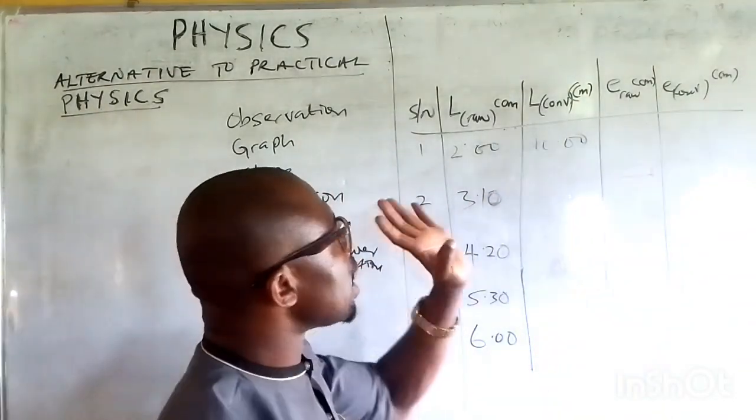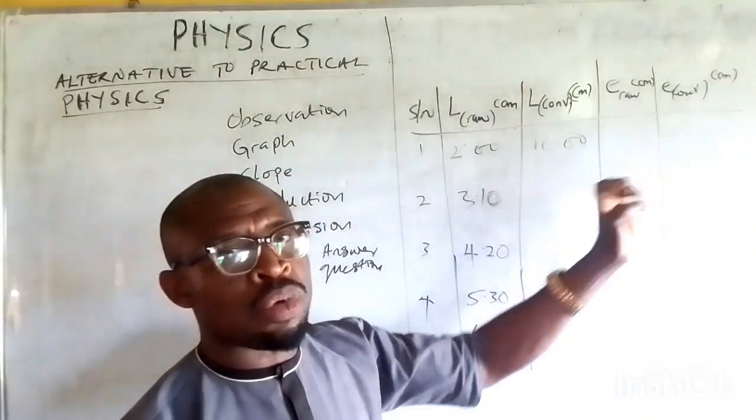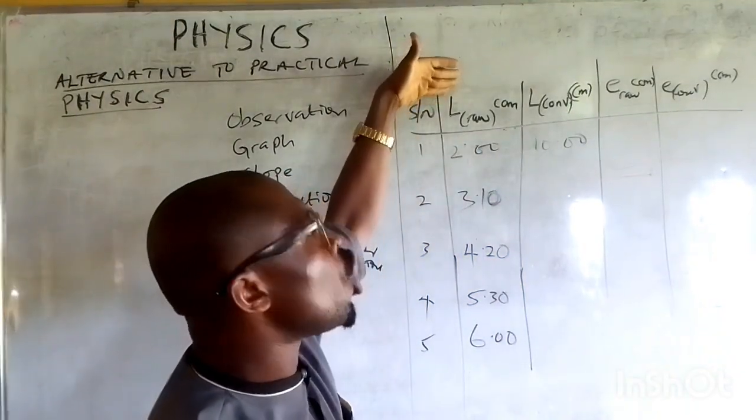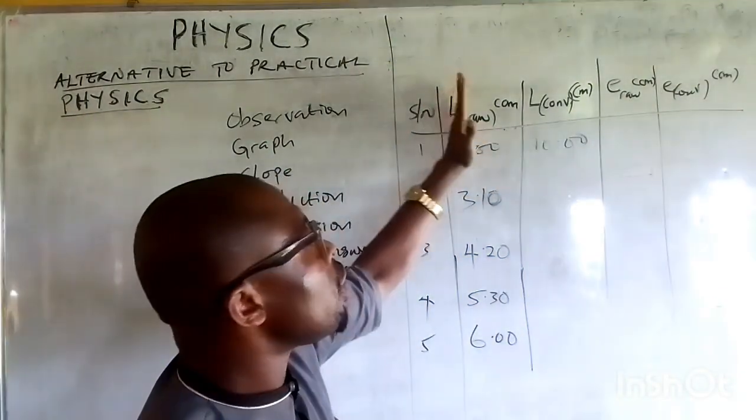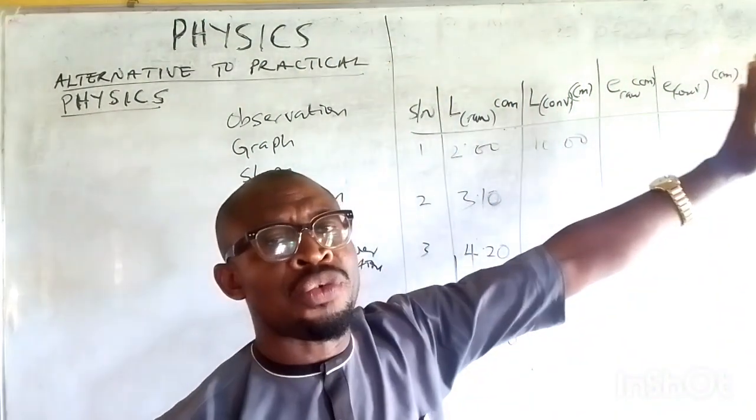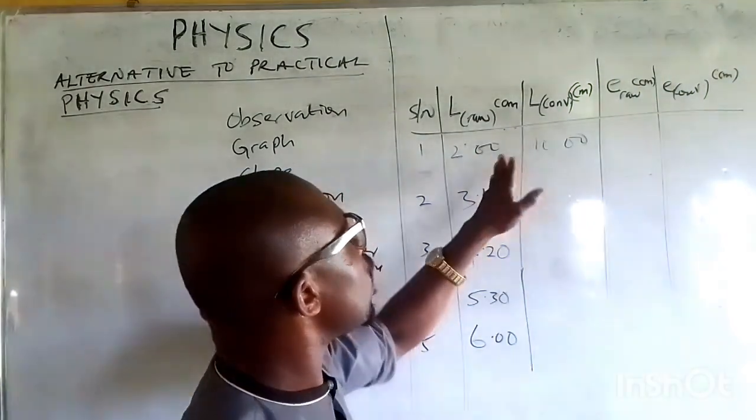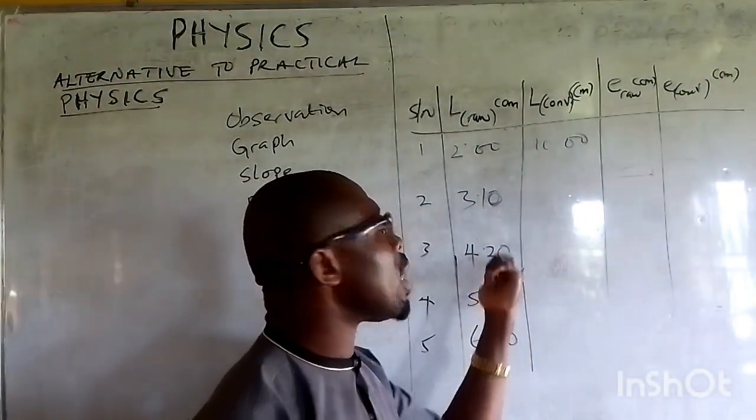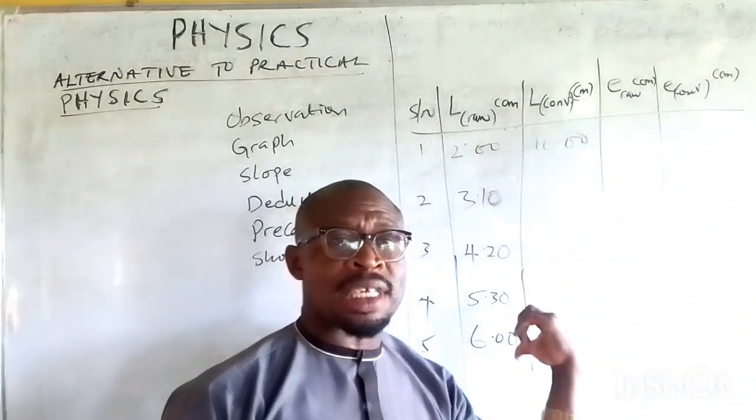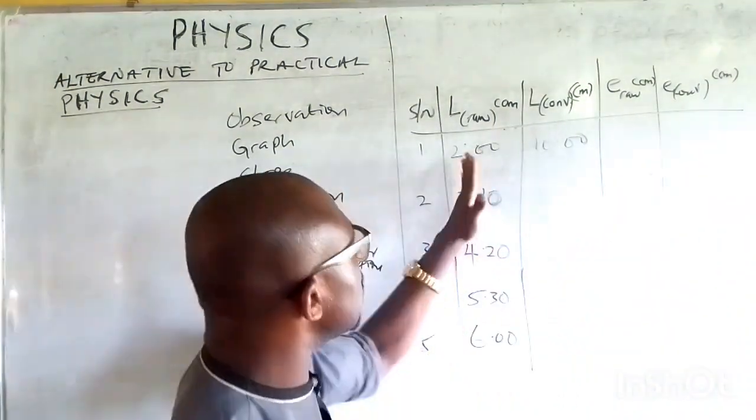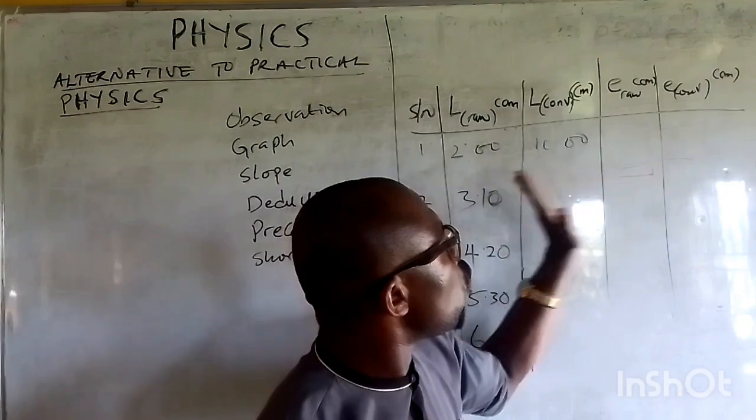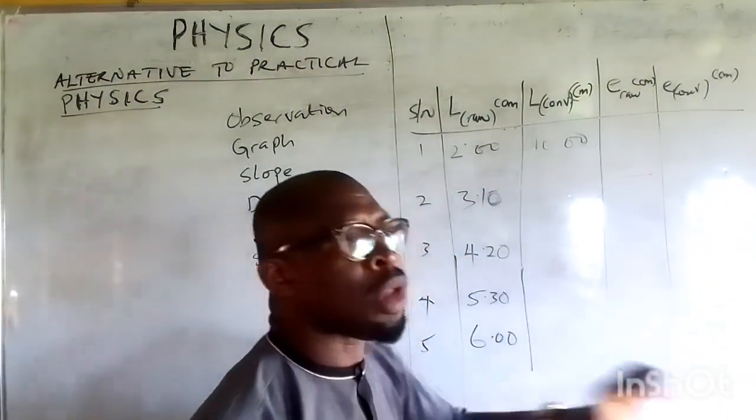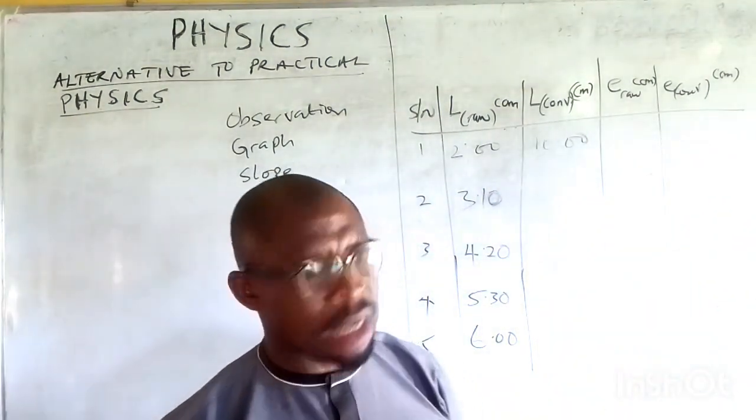I have said 4 things. The first one, create your table. The second one, make sure your parameters are clearly written. The third one, make sure that they are written to the appropriate degree of accuracy. And the fourth one, make sure that you are consistent with your DP. So if you complete this table like this, I assure you, you will get your full mark.